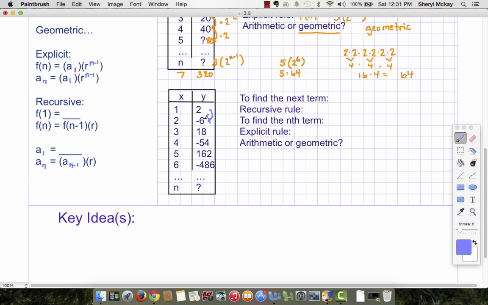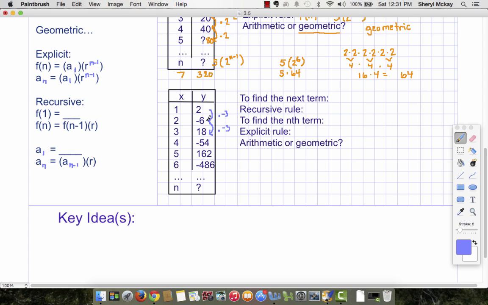I think it's something different. So let's see if maybe it's a geometric sequence. 2 times negative 3 gives us negative 6, right? And then let's try negative 6 to 18. Could we multiply that times negative 3? Would negative 3 work for that?